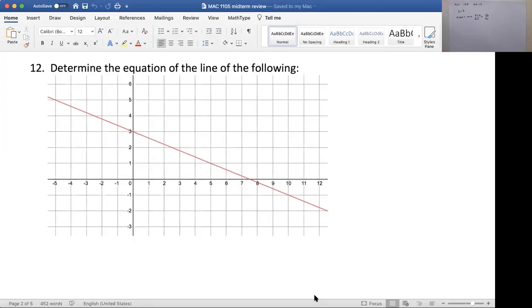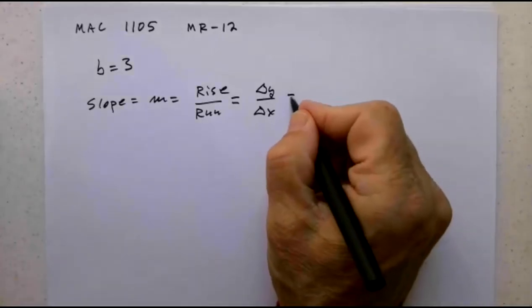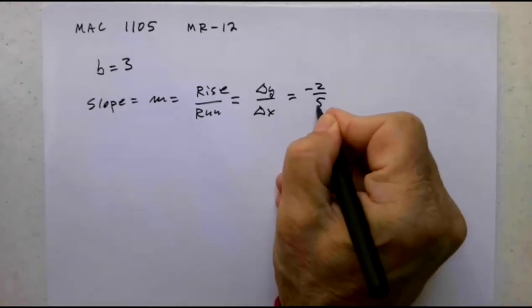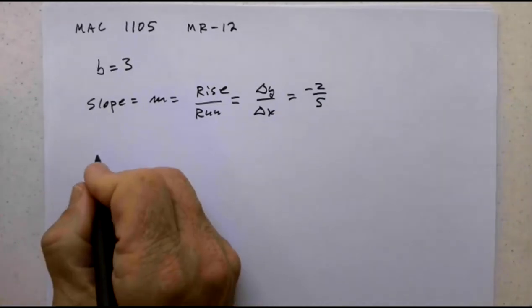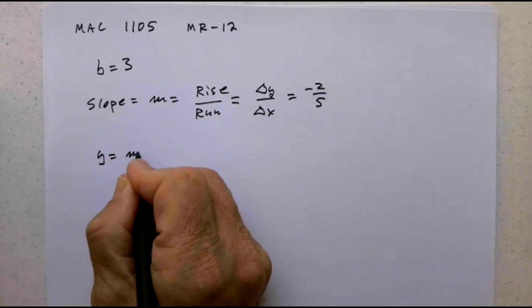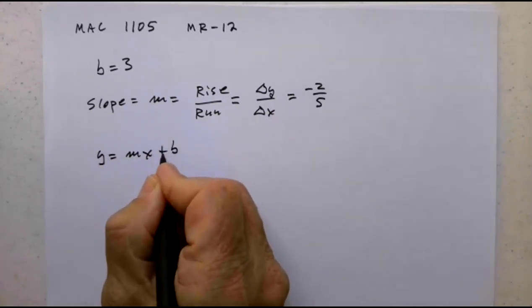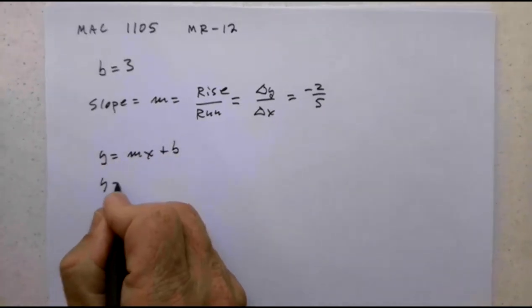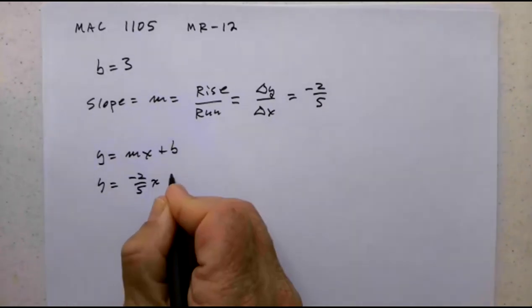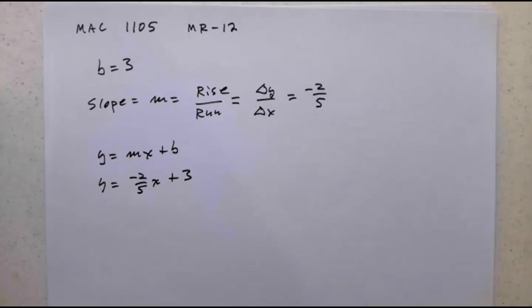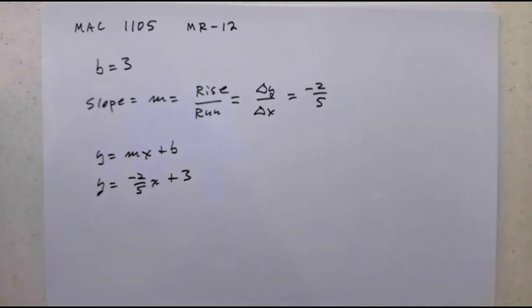So our slope is -2/5. So our equation is of the form y equals mx plus b, y equals -2/5 x plus 3. Let's just quickly graph that on Desmos to make sure that it is the same graph that we saw here.